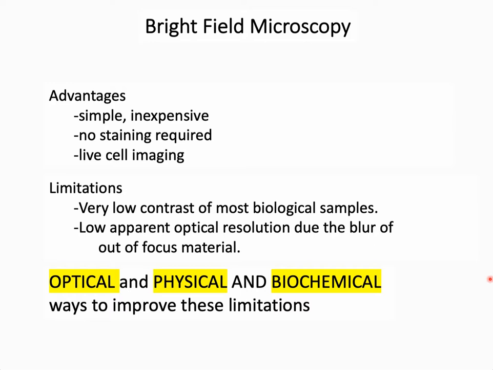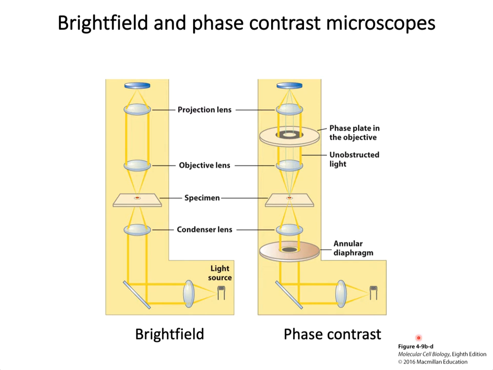But there are some optical, physical, and biochemical ways to minimize these limitations. Let's look at some of the optical methods to improve light microscopy. One of the ways is to use different types of light microscope. Several different types have been invented, and it is the physics of the light microscopes that makes them differ from the standard light microscopes. I won't go into the physics of the various scopes, but will mention a few differences.